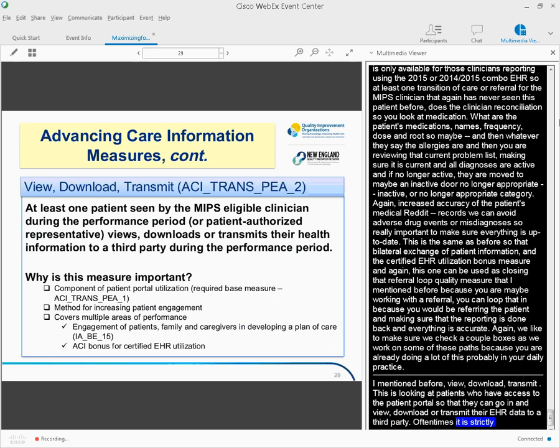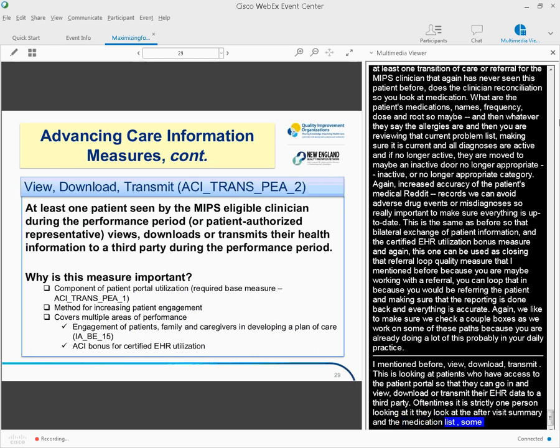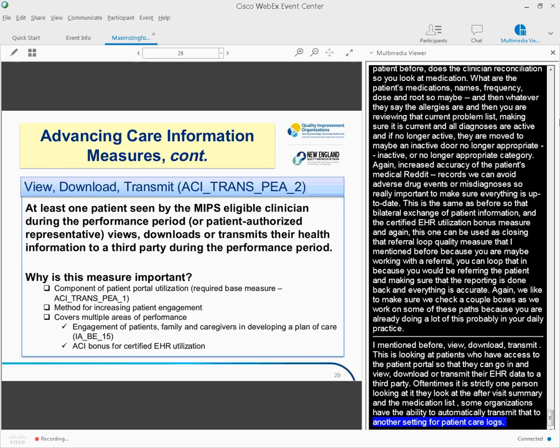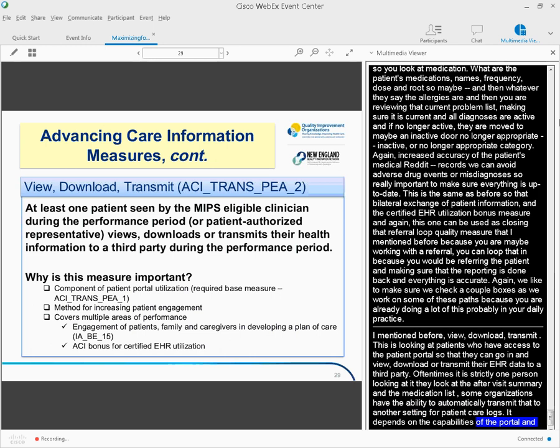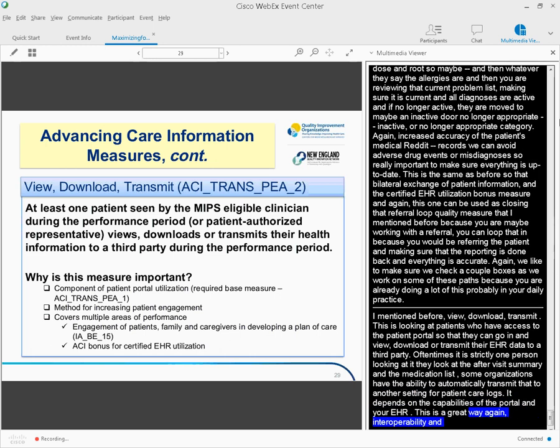Some organizations have the ability to automatically transmit that to another setting of care if the patient wants. It depends on the capabilities of your portal and your EHR. This is a great way, again, interoperability, patient engagement, communication between multiple settings of care, really ensuring that the patient's data is available wherever they might be seen.